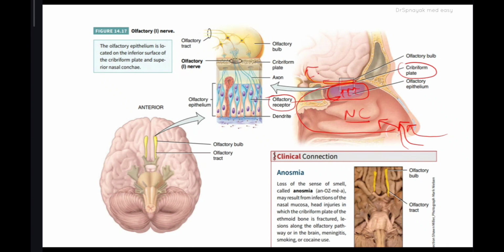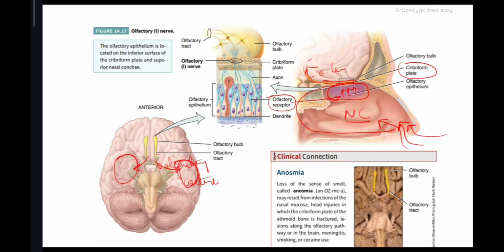From the olfactory bulb we have the olfactory tract, and from the olfactory tract it directly reaches the temporal part of the brain, actually the olfactory cortex. Actually we have two, one on this side and one on the other side, in the temporal part of the brain. Finally it enters the olfactory cortex in the temporal part. Simple, it is very easy.